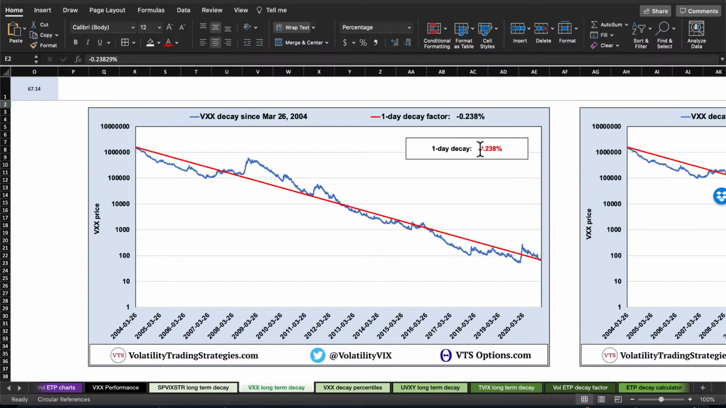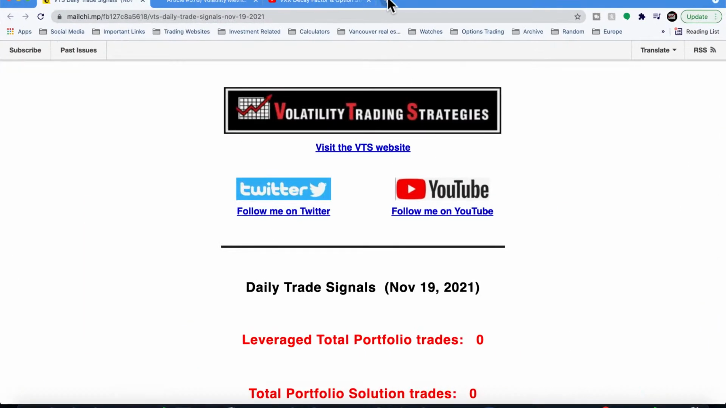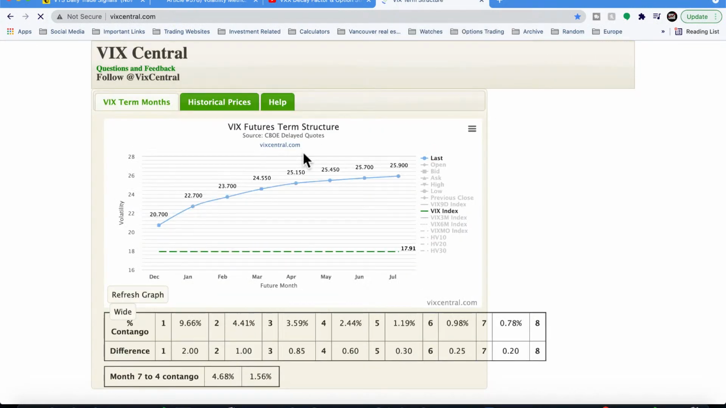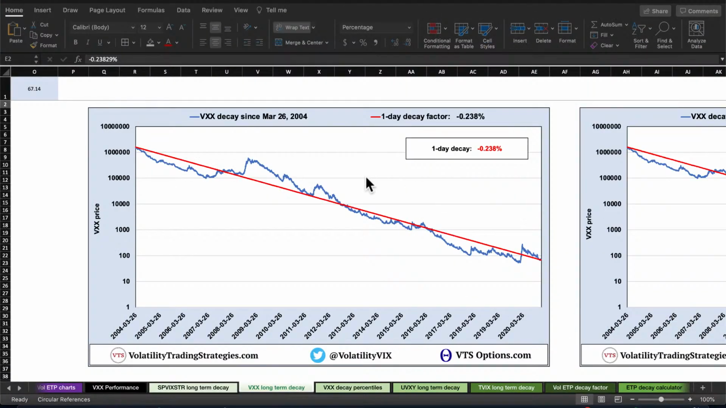It would probably be positive. If we're in a very high contango situation where maybe the VIX futures are just screaming a short vol trade at all of us, then perhaps it would actually be decaying a lot faster than it normally does. This is a long-term geometric regression of the VXX.